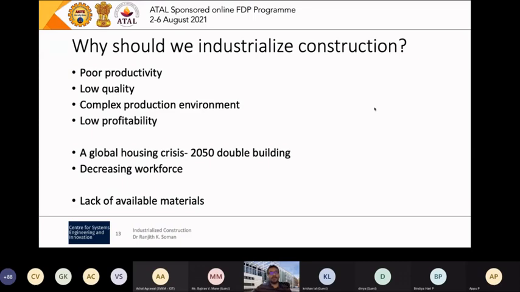And last but not least, the lack of available materials. We have all seen how much we have exploited our Mother Earth, and we need to look at alternative sources or reusing what we have. At least when we are constructing new, we need to think about methods in which we could reuse the materials at the end of the life cycle. So these are the reasons why we should industrialize construction, from my perspective.